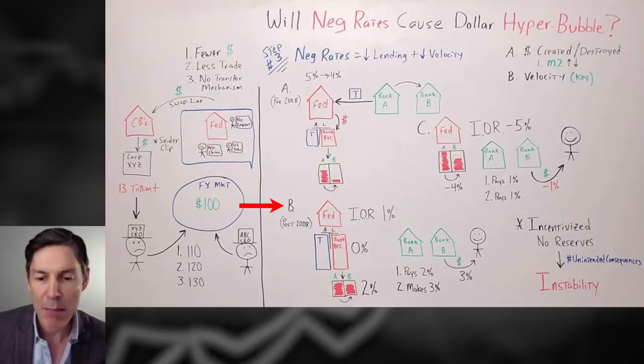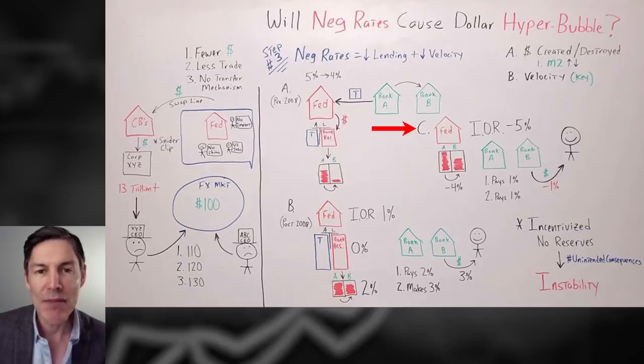So in this example, Bank B would make a loan to the customer at 3%. So the customer is paying Bank B the 3%. But Bank B, let's say, would pay 2% for the reserves that back up the loan. So they're pocketing the 1%.